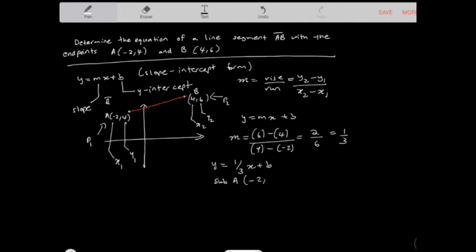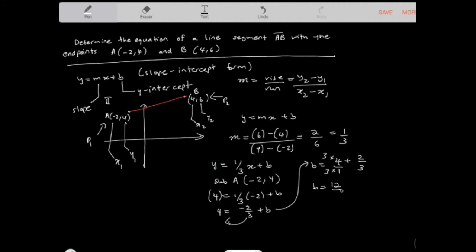So A is negative 2 and 4. If I plug this in, you get 4 for y, negative 2 for x, and then you can solve for b. So you get 4 is equal to negative 2 over 3 plus b, and if I solve for b, I'm just going to move this to the other side. B here is 4 plus 2 over 3. Now remember that you are adding fractions together, so you need to make sure the denominators are the same. I'm going to multiply by 3, so b here is actually 12 over 3, plus 2 over 3, and you get 14 over 3. So therefore, the equation of this line is y is equal to 1 over 3x plus 14 over 3.